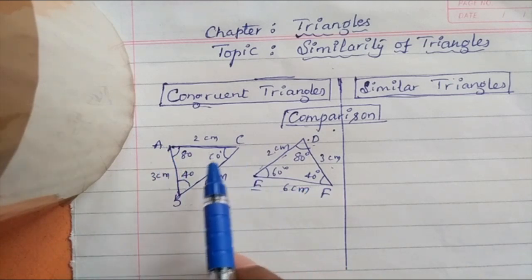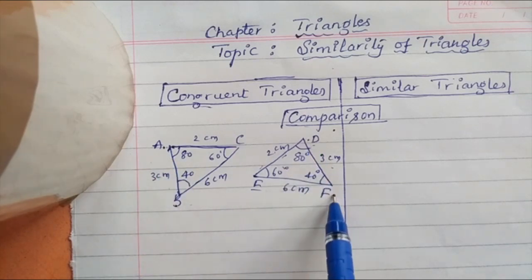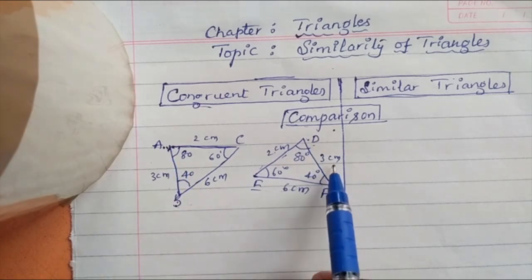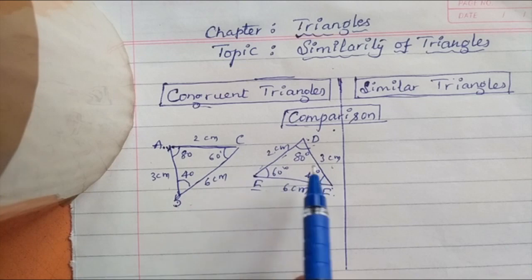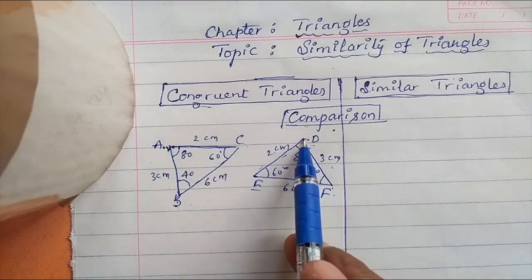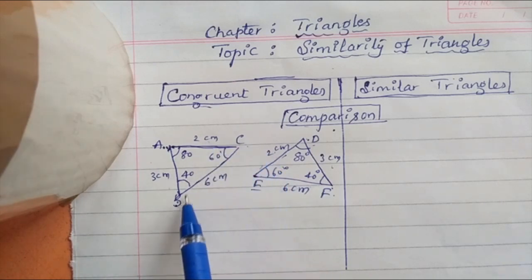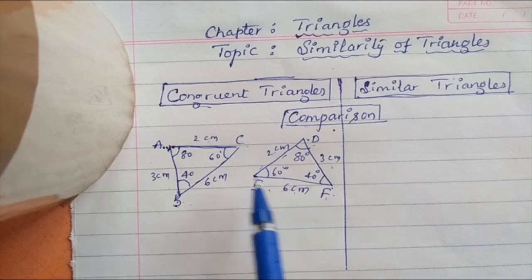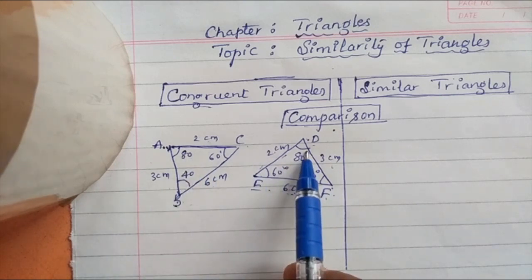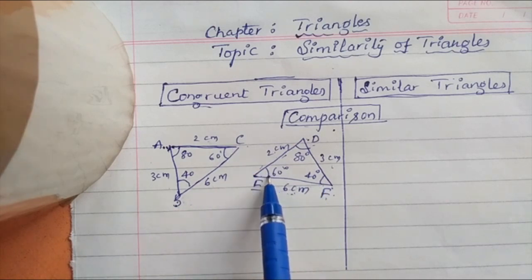In this triangle ABC, AB is 3. Even in triangle DEF, DF is 3. Look here, AB has 3 cm length, DF also has 3 cm length. So these two triangles have one equal side. AC is 2 cm length, DE also 2 cm in length. So these two are equal in length. And BC is 6 cm, EF is 6 cm. So these two are equal in length. Angle A is 80 degrees, and in this triangle D is 80 degrees. Here B is 40, here F is 40, C is 60, E is 60.